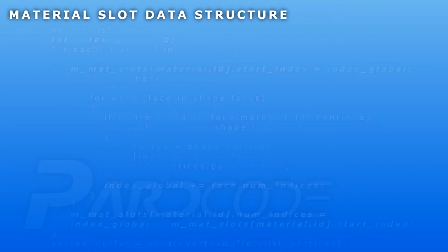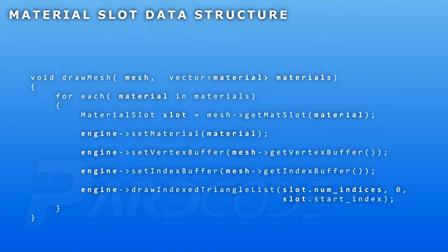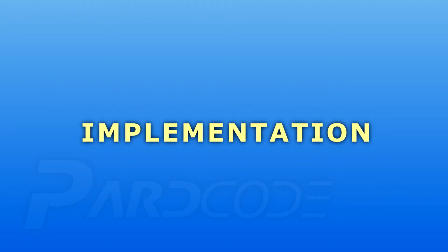And that's all. Now, in the draw mesh method, for each material applied on the surface of the mesh, we retrieve the corresponding material slot through a suitable function, like getMaterialSlot. And finally, we draw the set of the faces with that material upon them by passing the start index and the size of the index buffer portion to the draw function. Very well, we have all the necessary information to start the implementation.